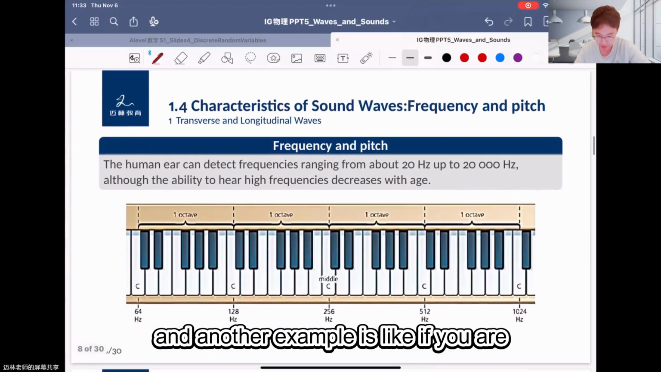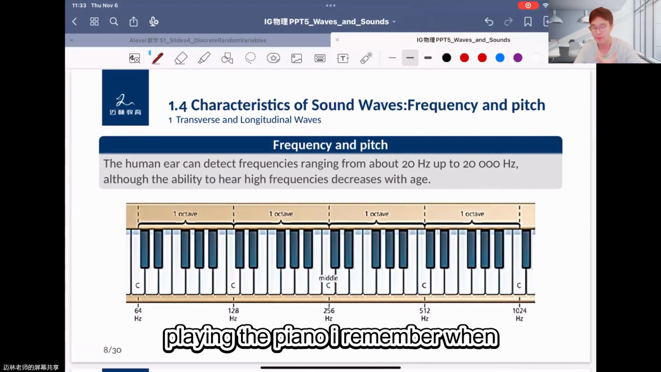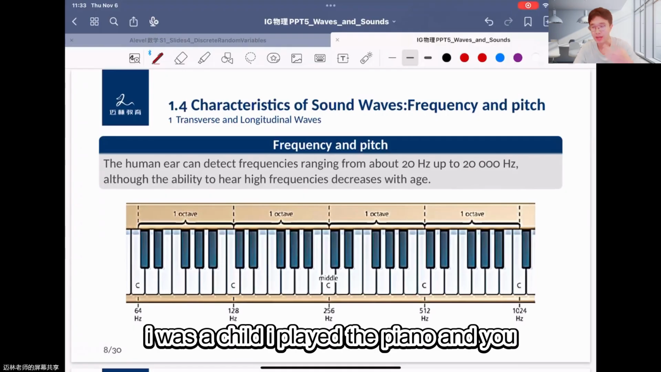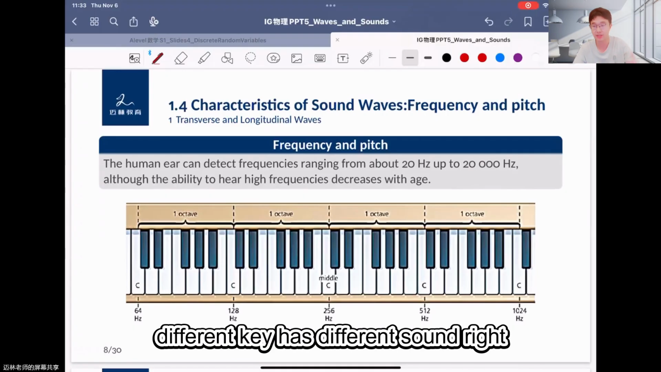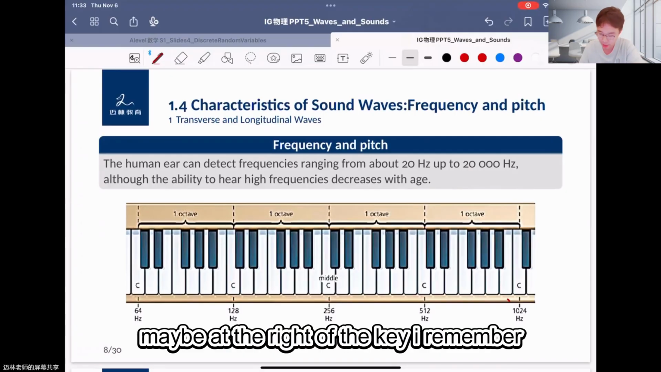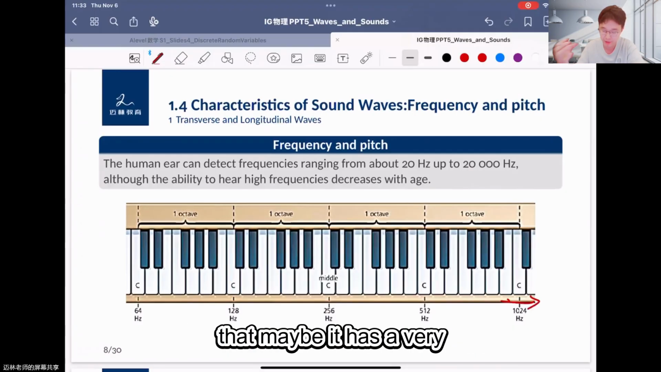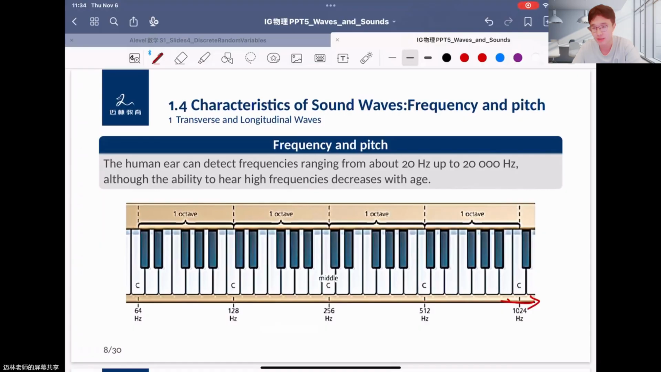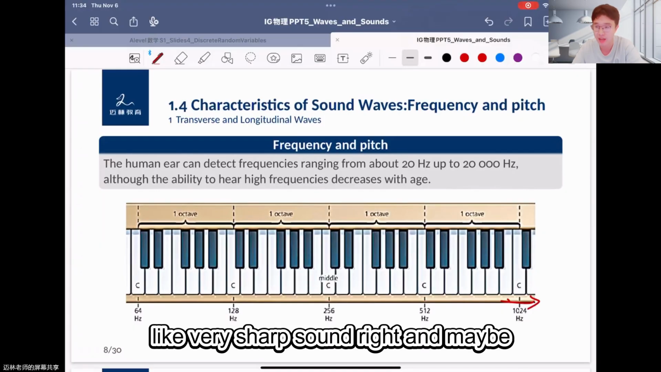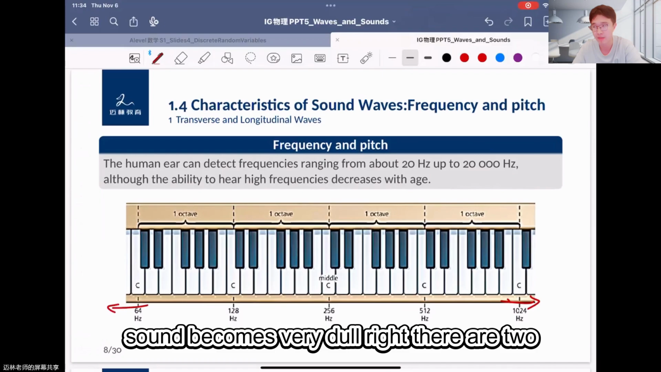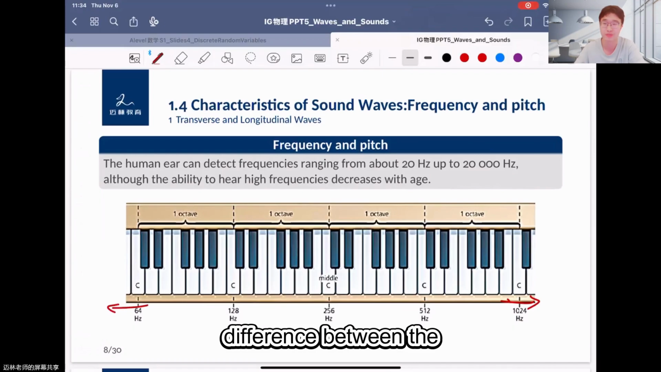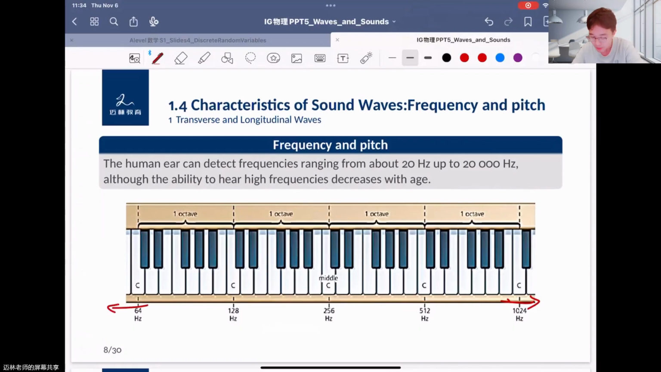And another example is if you are playing the piano. I remember when I was a child, I played the piano, and you can find that from the left to the right, the different keys have different sounds, right? Maybe at the right of the keys, I remember it has a very high, very sharp sound, right? And from the right to the left, the sound becomes very dull, right? That is the difference between the sounds, okay?